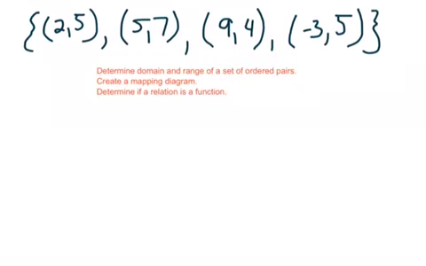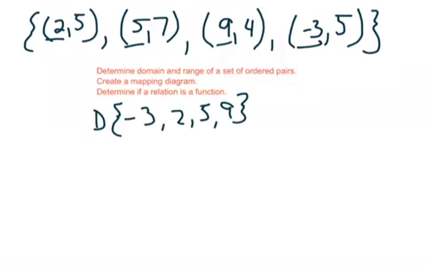So for this example, determine the domain and range. Domain would be all possible x values. So we have -3, 2, 5, and 9 for domain. For the range, my possible values are 5, 7, 4, and 5. I don't have to repeat the 5, so I could just say that my possible y values are 4, 5, and 7.